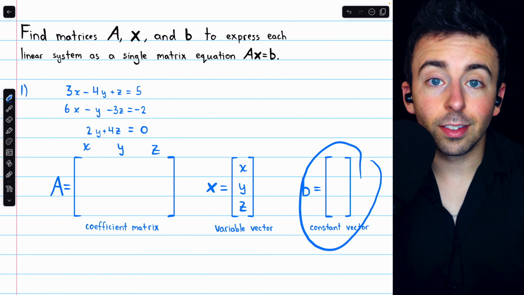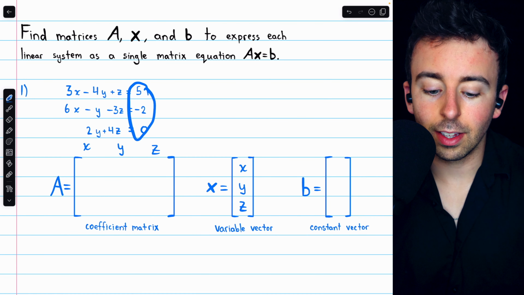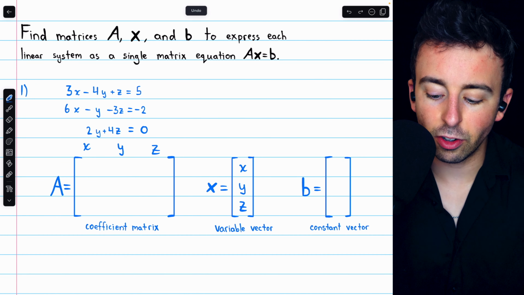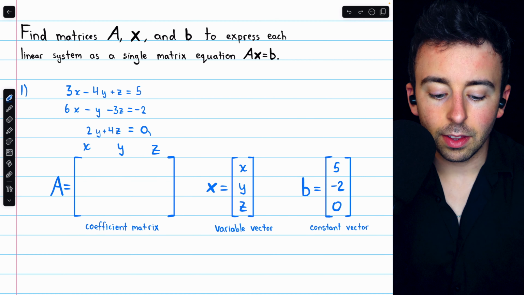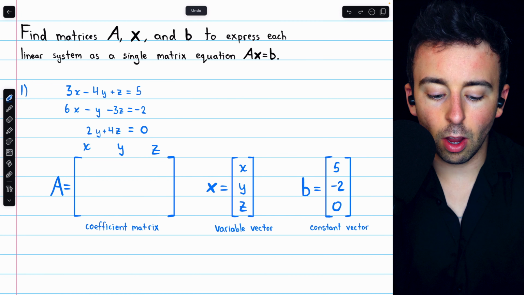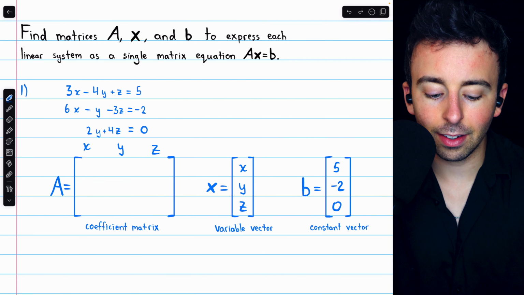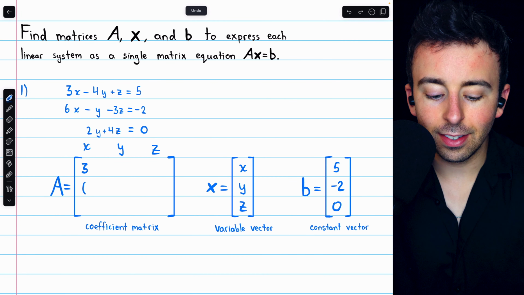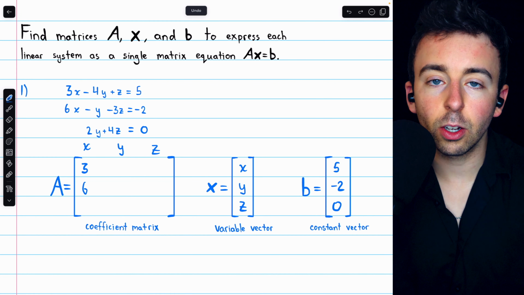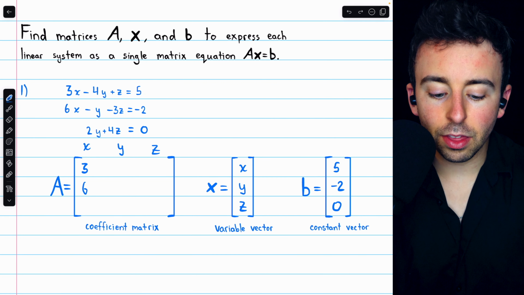The constant vector is also easy. We just store the constants. The constants, which are on the right side of the equations, are 5, -2, and 0. Finally, the coefficient matrix needs to contain the coefficients of the variables. So in this first column, which stores the coefficients of our first variable, x, we have 3, the coefficient of x in the first equation, and then 6, the coefficient of x in the second equation, and in the third equation you should notice there is no x, so we'll put a 0 there. That's the coefficient of x in the third equation.